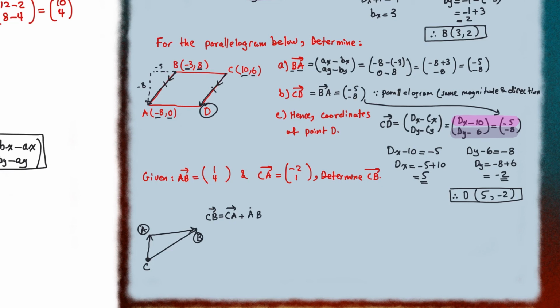Point A is the point that's being shared between the two vectors in between. Once we have this, we know vector CA has components negative 2 and 1, and we know vector AB has components 1 and 4. We'll put them together and add the components. The x component becomes negative 1 and the y component becomes 5.